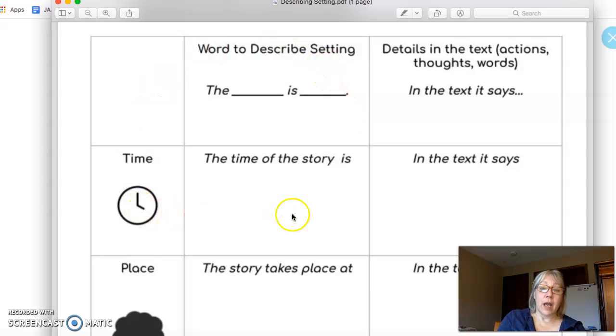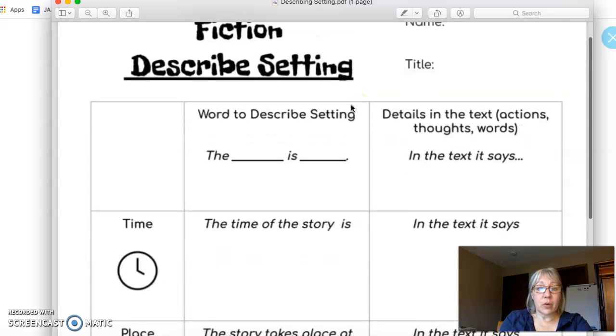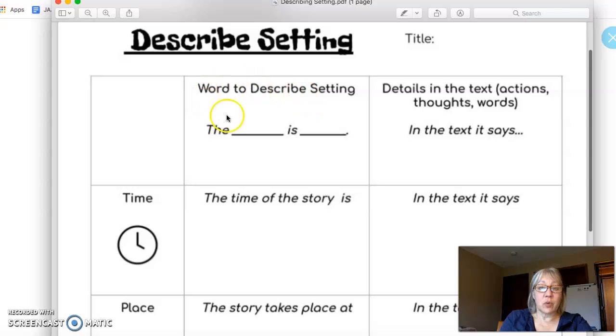So you are going to have a graphic organizer just like this, and you will do it on your own story that you will have in RazKids. I'm going to do it in Jouanah. So the first thing that you need to know is describing the setting. The word to describe the setting is blank. And then the details in the text are over on this side.